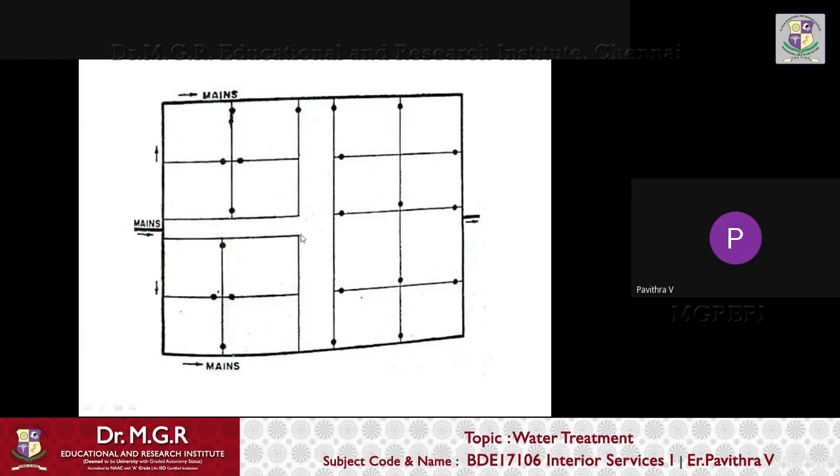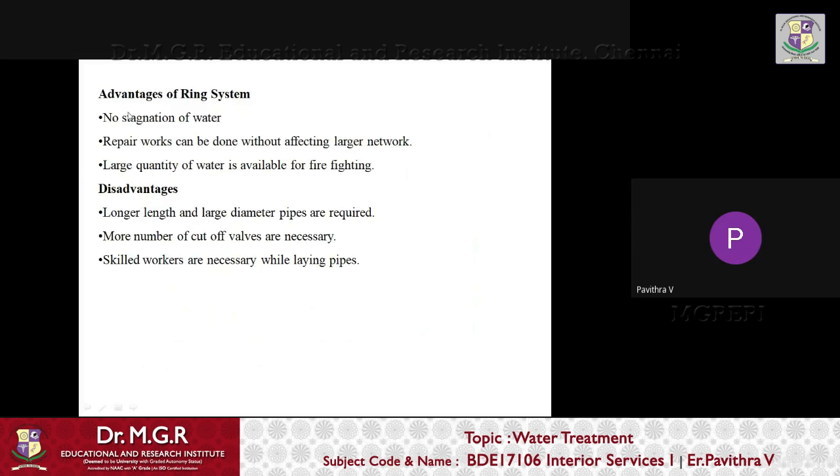So next we will move to the next topic, and we will see the advantages. There is no stagnation of water. Repair works can be done without affecting the larger network, and a larger quantity of water is available for firefighting. The disadvantages are that longer lengths and larger diameter pipes are required, more number of cutoff valves are to be provided, and skilled workers are needed for implementing this.